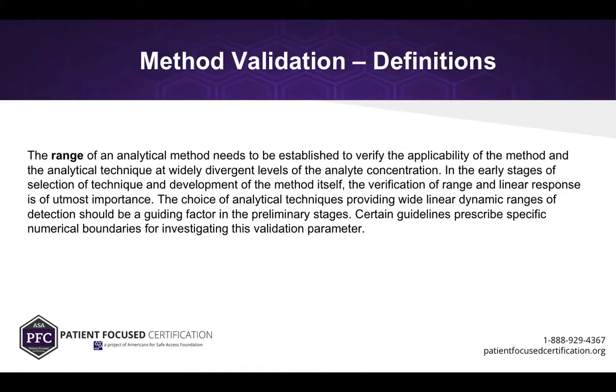The range of an analytical method needs to be established in order to verify the applicability of the method and the analytical technique at widely divergent levels of analyte concentration. When you're doing development work and developing a method for testing something like THC or CBD, you want to make sure that the quantitative value that you're listing is found within your analytical range. So in between your limits of quantification, you have the range. You have a lower limit and an upper limit of quantification where those values are going to generate an actual result that can be considered quantitative versus a qualitative result which would fall outside of your linear range.